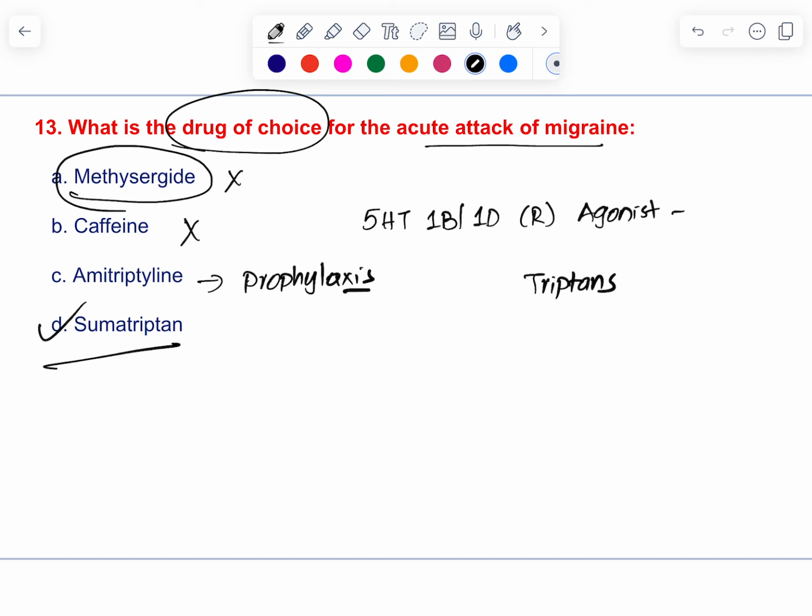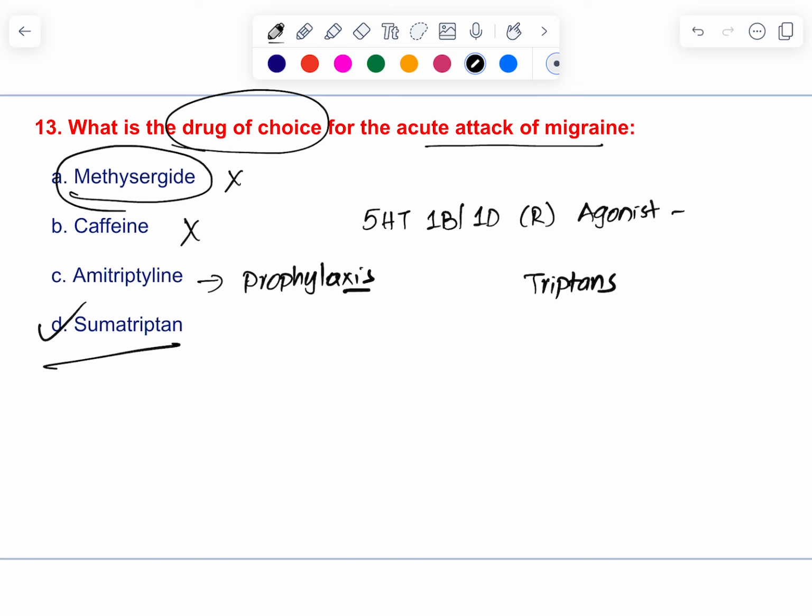What are the prophylactic drugs in migraine? That includes tricyclic antidepressants, that is amitriptyline. Then selective norepinephrine reuptake inhibitors, that is SNRIs, the example is venlafaxine. Then we have antihypertensives: beta blockers, calcium channel blockers, and ACE inhibitors. So antihypertensives as well as antidepressants as well as anticonvulsants like topiramate, we use for prophylaxis. Then CGRP antagonists are also newly introduced drugs for prophylaxis.